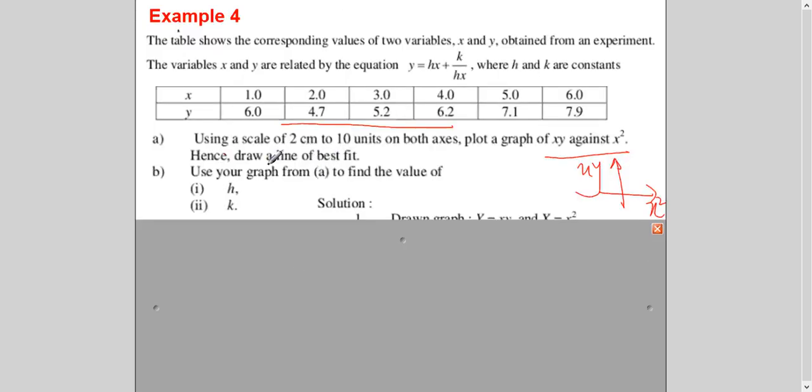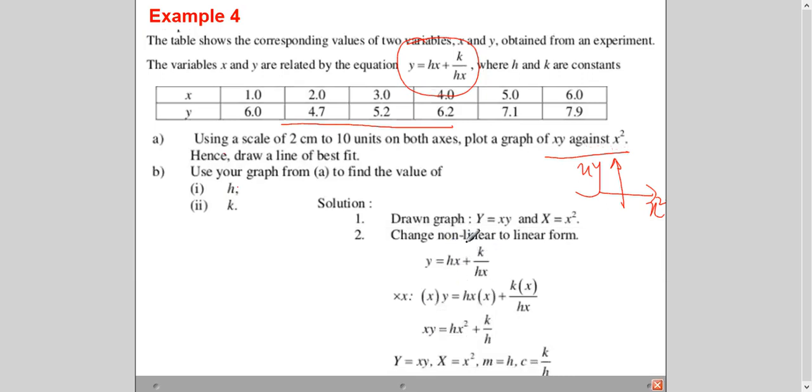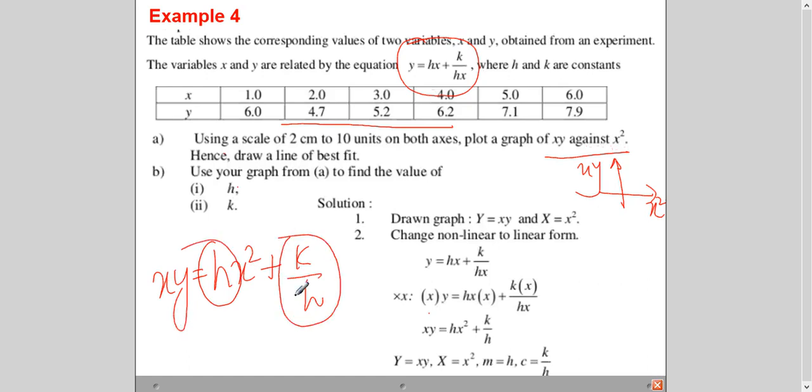Now, what is the next question? Draw a line, we did it. Use your graph to find the value of h and k. The important thing is, first of all, I have to rearrange this into linear form, so that I know what my h and what my k are in the linear form. So here we have rearranged this equation and we got this form: xy is equal to hx square plus k over h. So my gradient is h and my intercept is k over h.